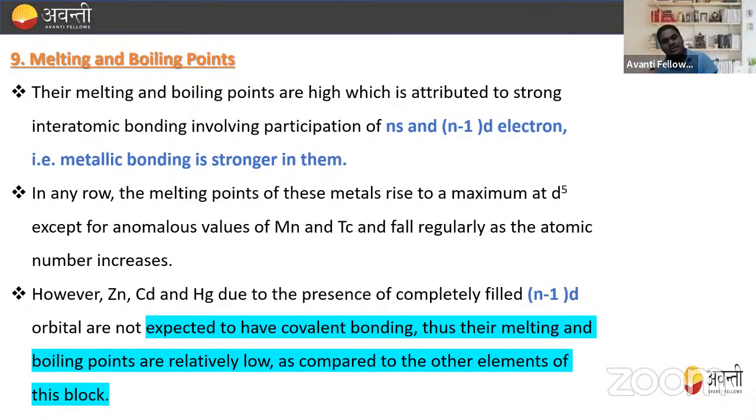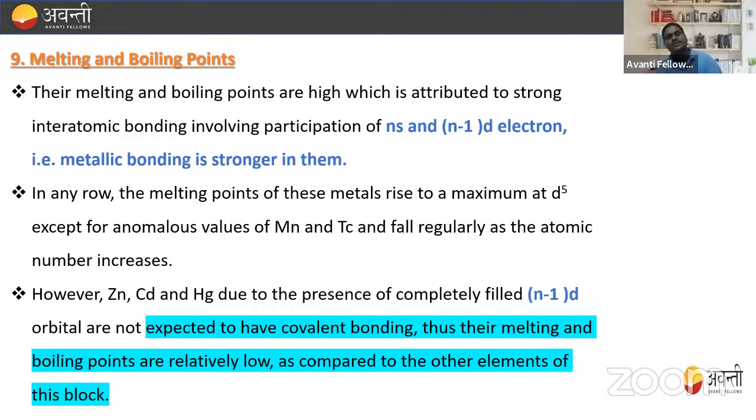However, zinc, cadmium, and mercury, due to the presence of completely filled (n-1)d orbitals, are not expected to have covalent bonding. Thus, their melting and boiling points are relatively low as compared to the other elements of this block. So this exception you need to remember every time: zinc, cadmium, and mercury. They show a different behavior as compared to the rest of the elements, right? So this is the case here.